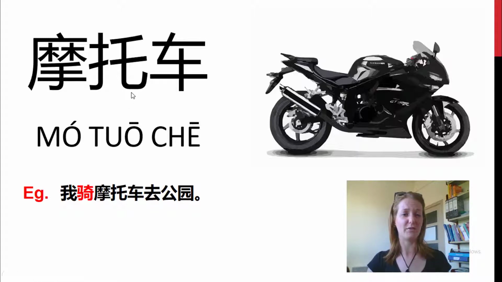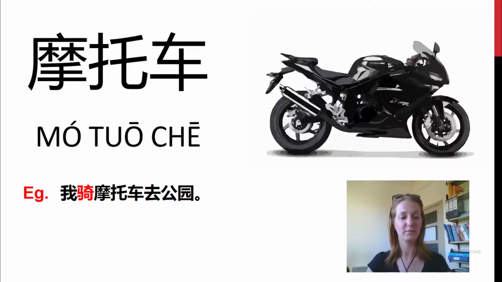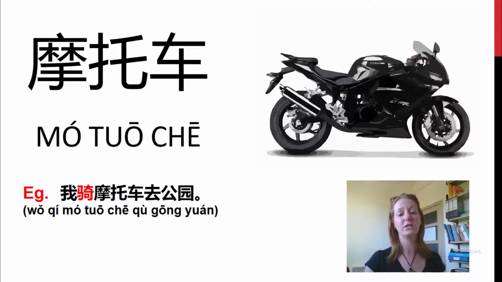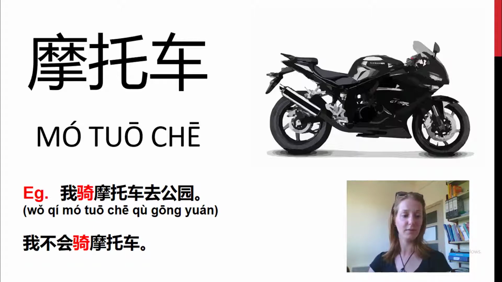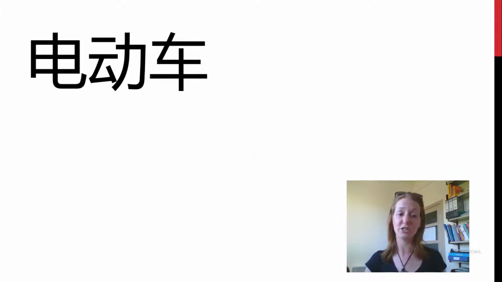pretty much comes from the sound of motor, like a motorbike. But 拖, you might have recognized that you've got the hand radical in here. This means to hold up. And 磨, you might see that there's some wood in here. We've got a factory here and a hand. This means to like make friction. But you might think that you have to hold on to the handlebars of the bike with two hands. 摩托车. 我骑摩托车去公园. Another example. 我不会骑摩托车.